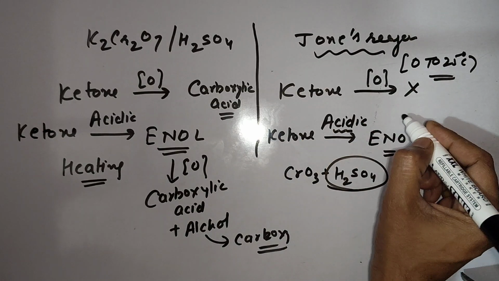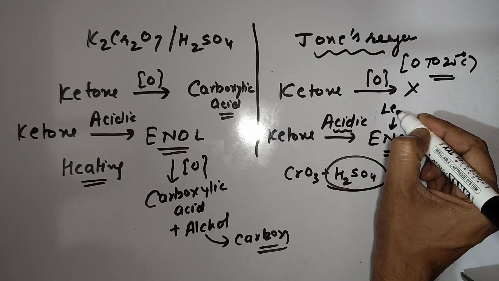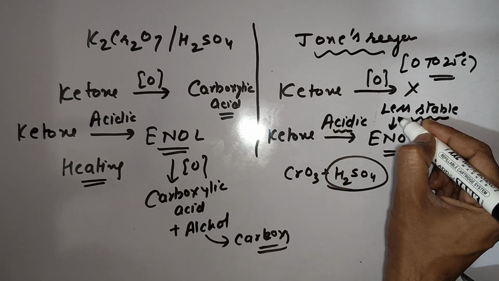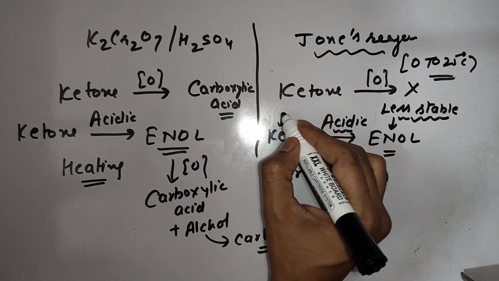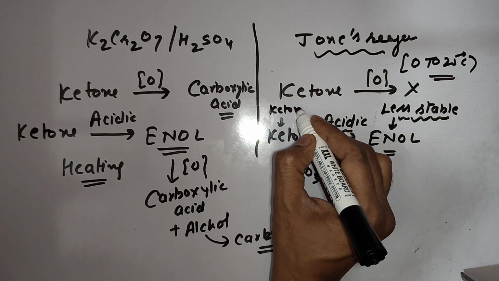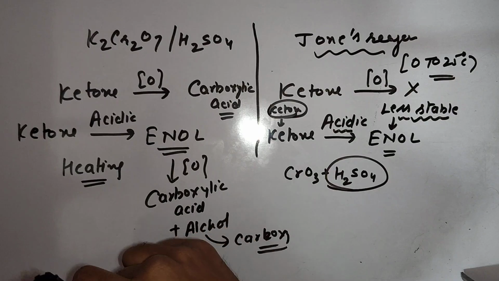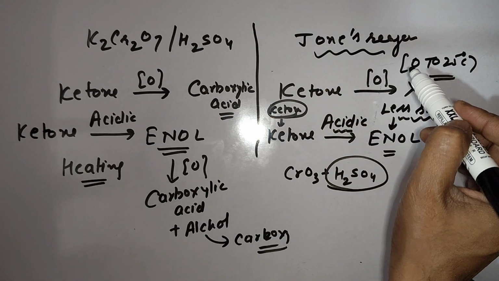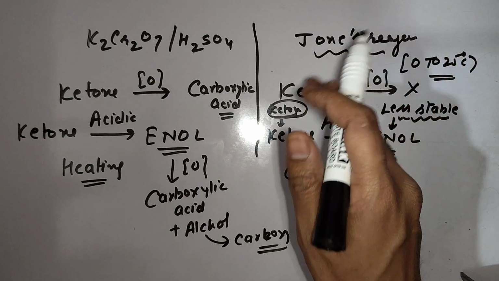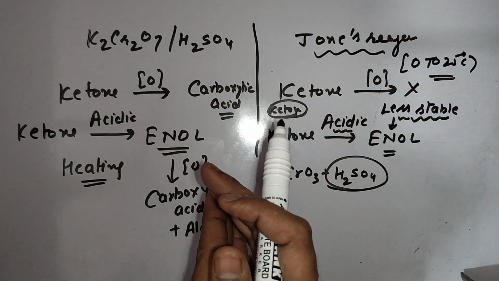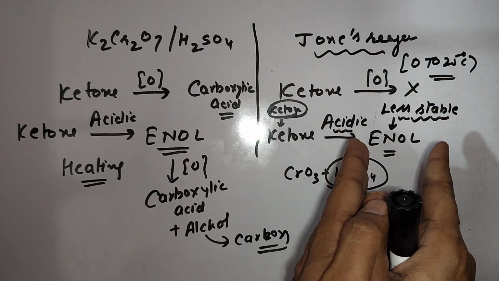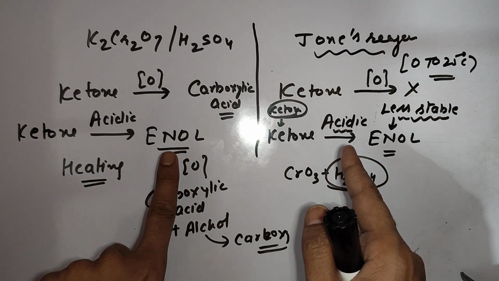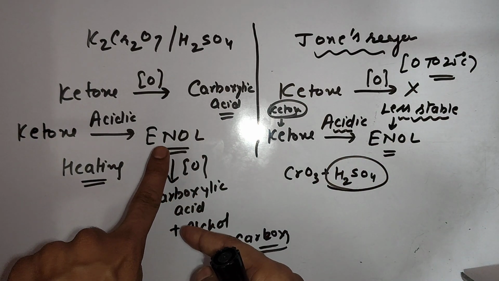And you know, enols are less stable forms as compared to ketone form. Ketone forms are more stable as compared to enol forms. So 0 to 25 degrees Celsius is a very low temperature, will not provide sufficient energy for the conversion of ketone to enol. But here on heating, we can convert ketone to enol, and enol will be further oxidized.